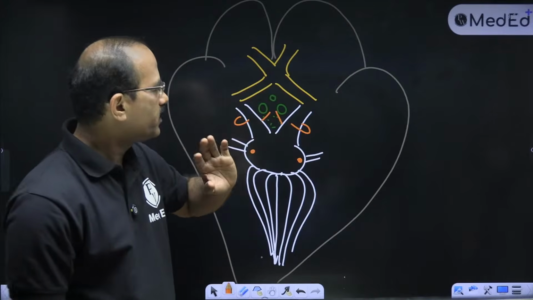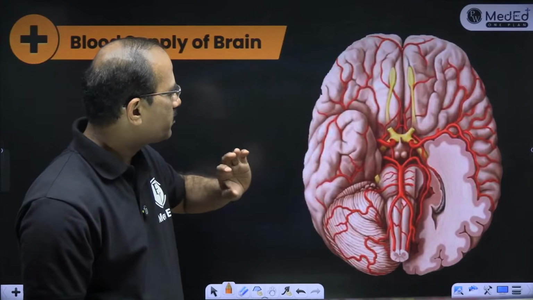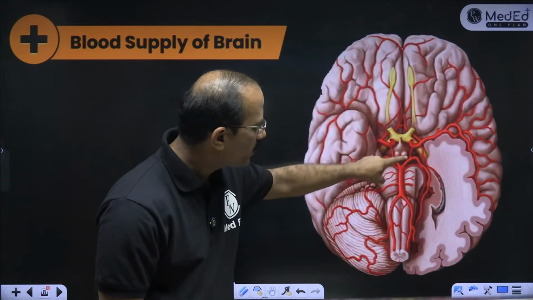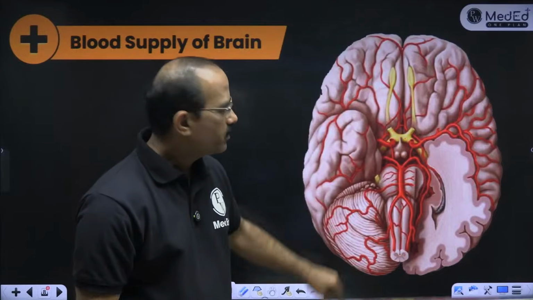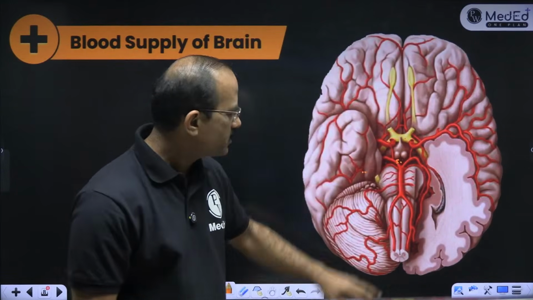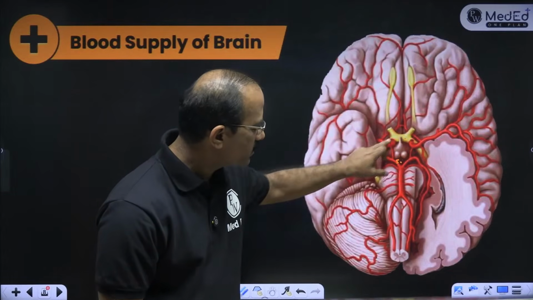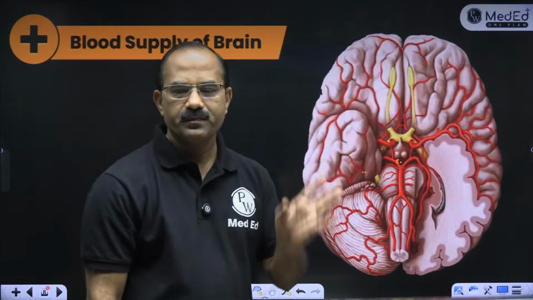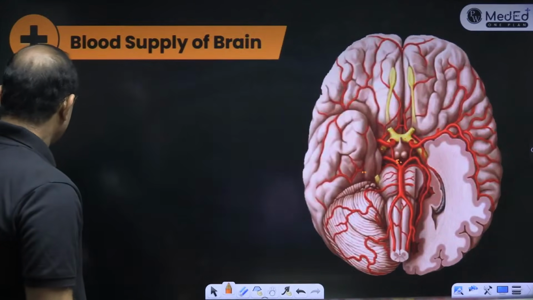A very important topic. Just one moment. Look at this. That's the optic tract. Here is the crus cerebri. This is the interpeduncular fossa. The floor is formed by the pituitary stalk, the mammillary bodies, and the posterior perforated substance. Contents: this is the circle of Willis, and then you've got the third nerve. Perfect.